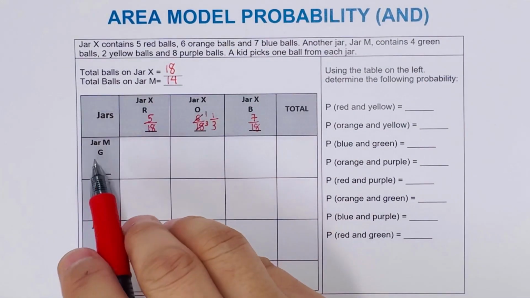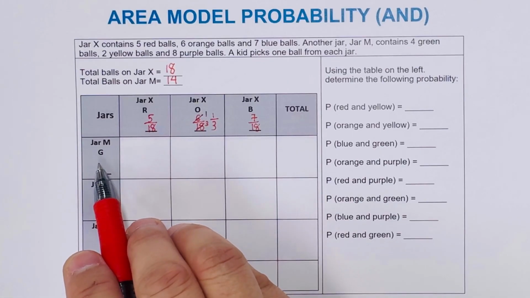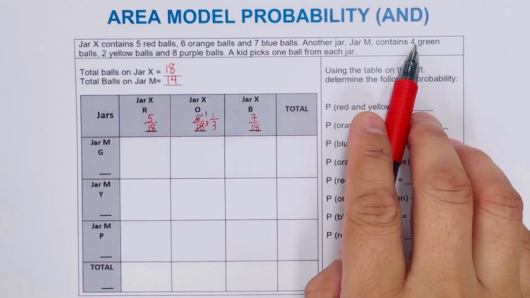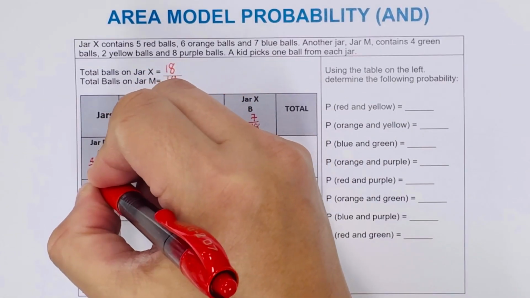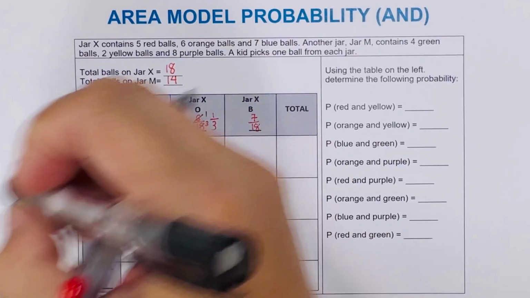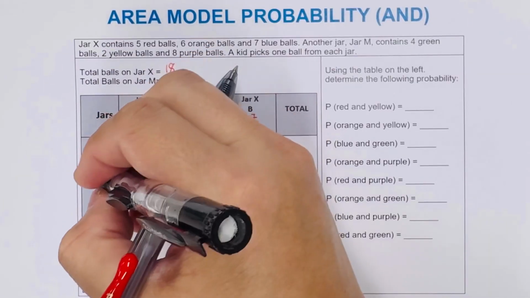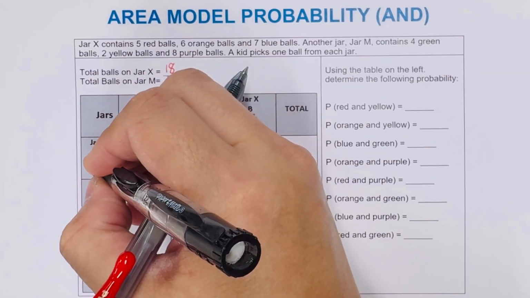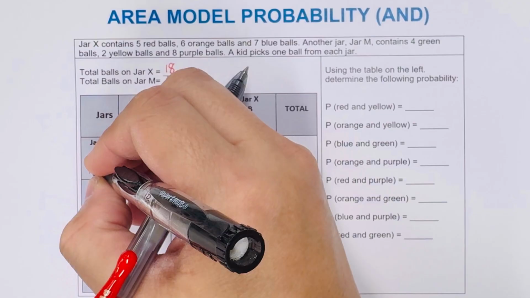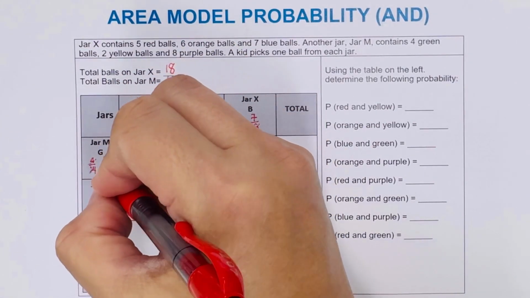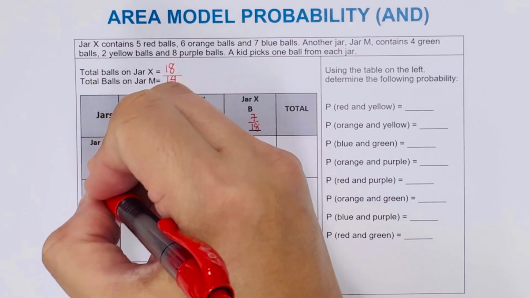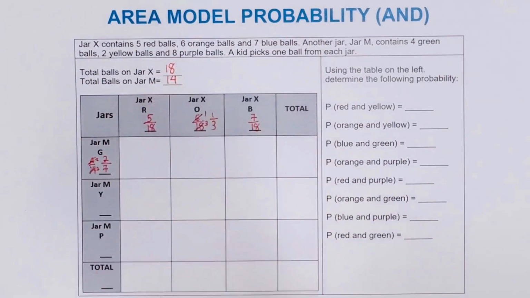And then for jar M, how many green are there? That's 4 out of 14. And if we reduce this, they both go by 2. So 4, how many 2's are there? That's 2 out of 7. So we're trying to reduce it. So that's 2 and then 7.